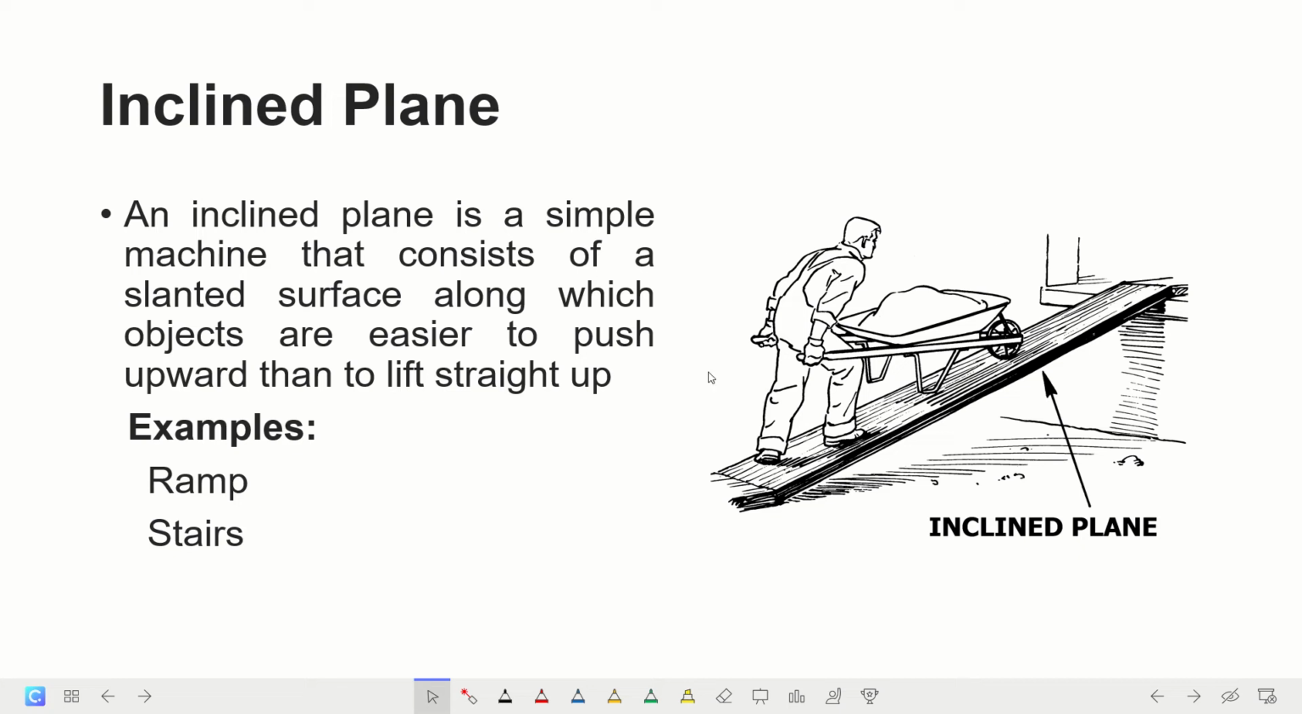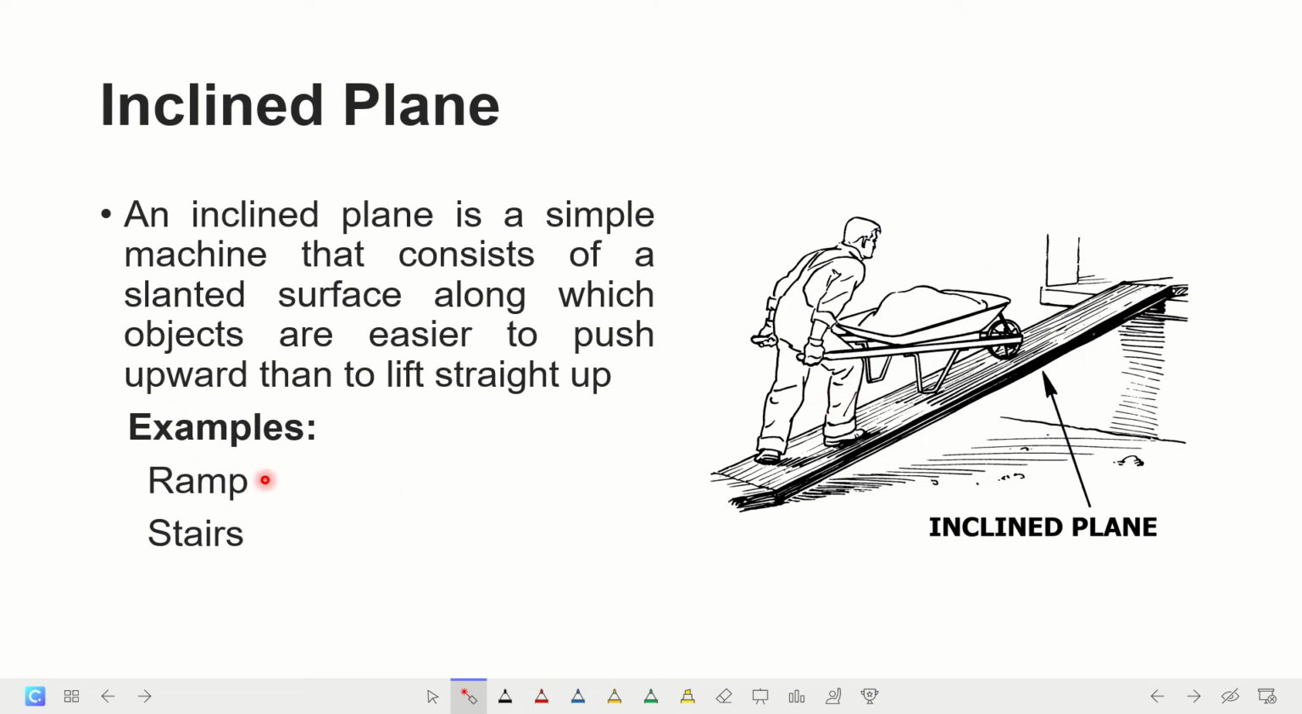Let us first define what an inclined plane is. An inclined plane is a simple machine that consists of a slanted surface along which objects are easier to push upward than to lift straight up. Just look at this example. This man is pushing a wheelbarrow up this container. Instead of lifting whatever is inside the wheelbarrow straight up, he makes use of a ramp to transport this material.